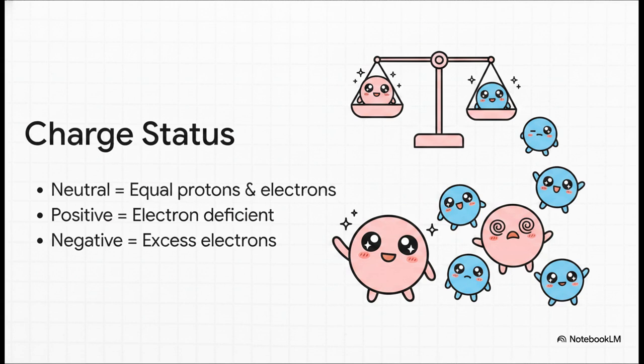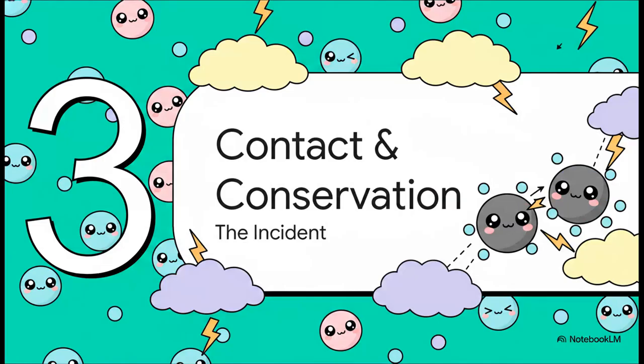If an object has equal protons and electrons, it's neutral, no net charge at all. If it's positively charged, that means it is electron deficient, it lost some of its electrons. And if it's negatively charged, it has an excess of electrons. It gained those wandering escape artists. Which brings us to Section 3, Contact and Conservation, the incident.